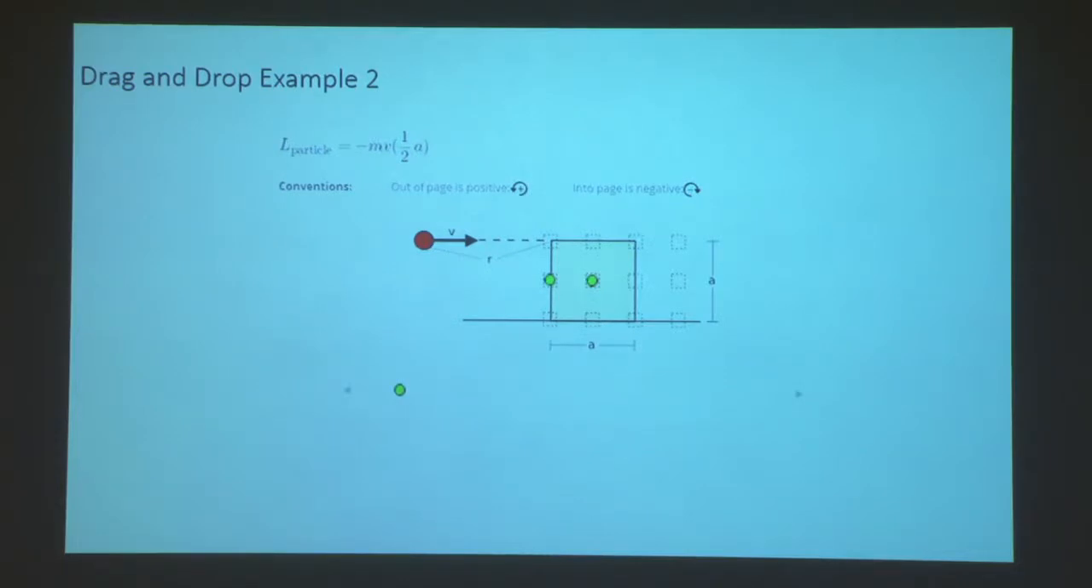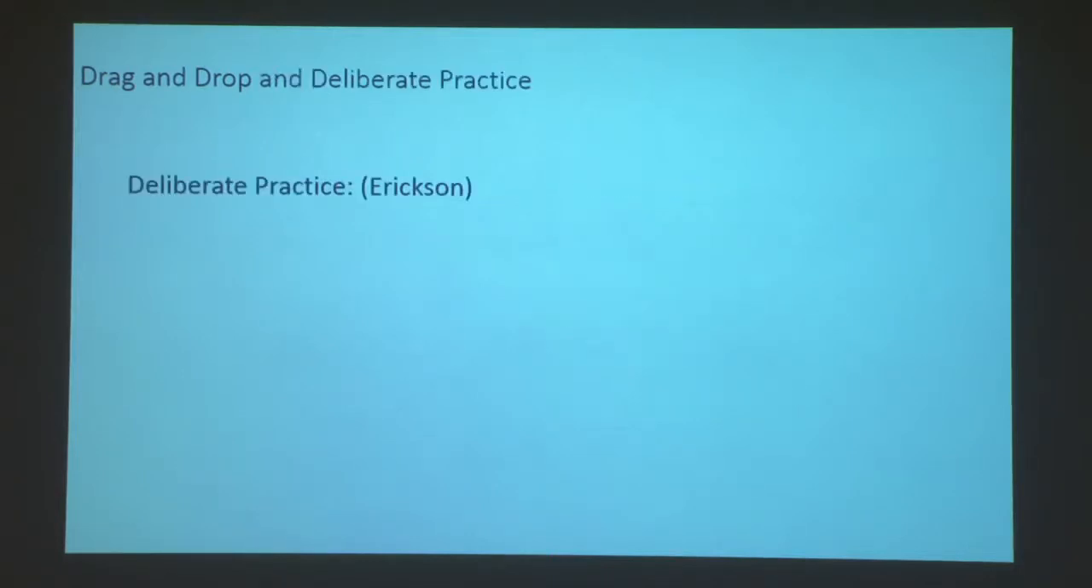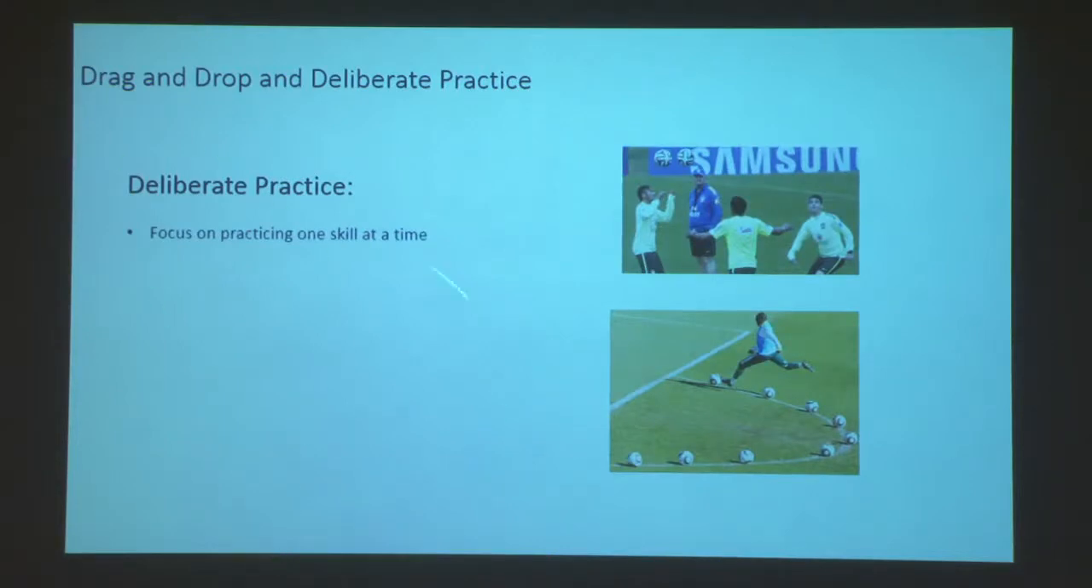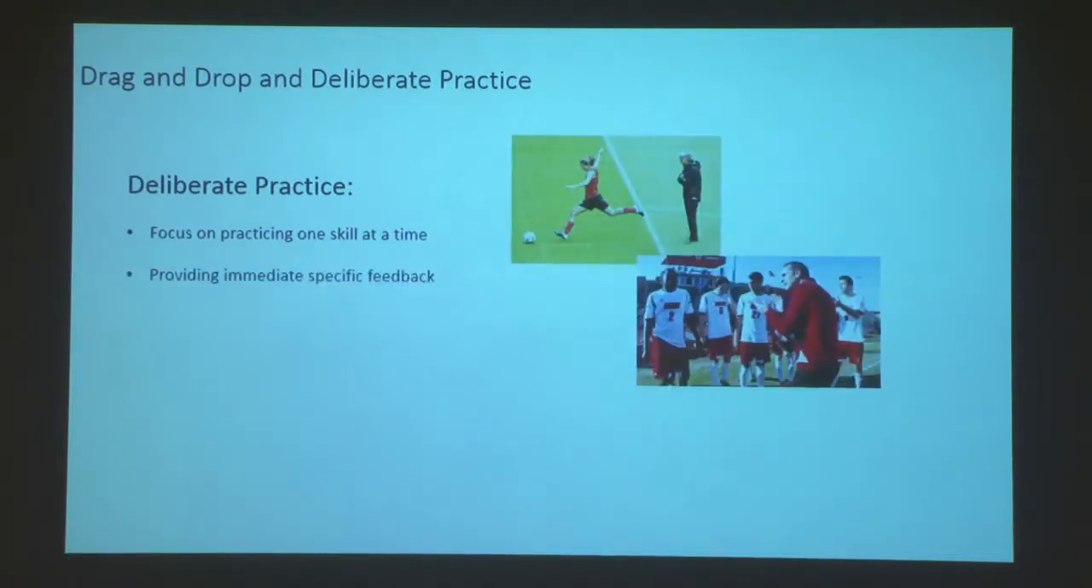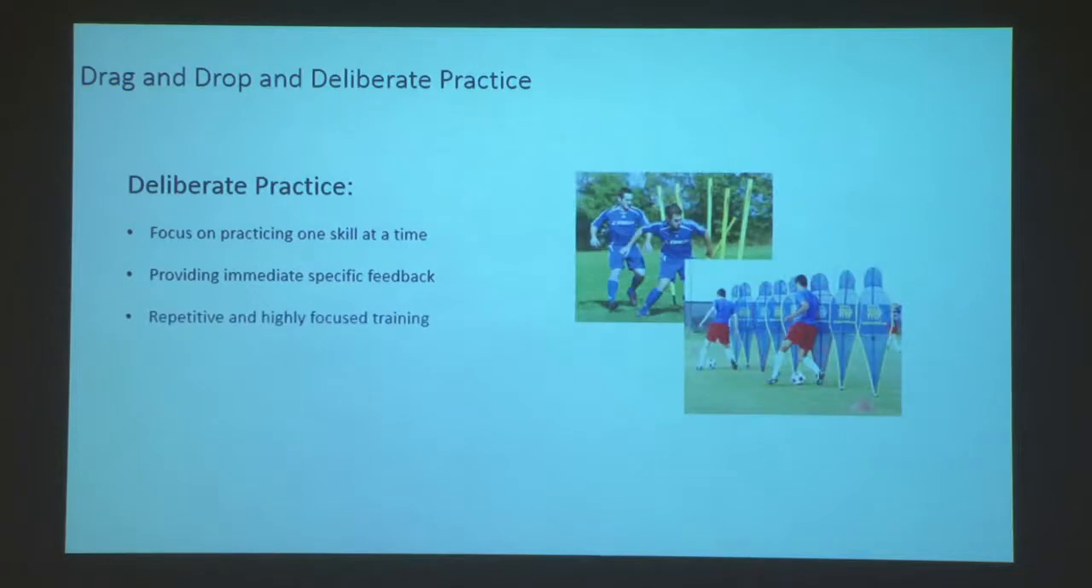What effect does this change have? Well, this utility also allows us to do something called deliberate practice, the work by Ericsson, which Susan Singer mentioned this morning, that studied what it takes to become an expert. It takes long and repetitive practice. In more detail, it requires people to focus on practicing one skill at a time. For example, in football, you don't really play the full game every time. It requires providing immediate, specific feedback on the skill that you're practicing. And then it requires repetitive and highly focused training on this one skill at a time.